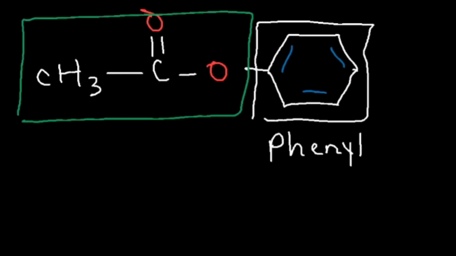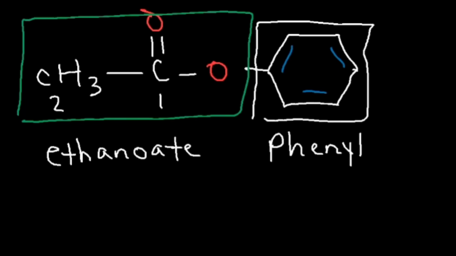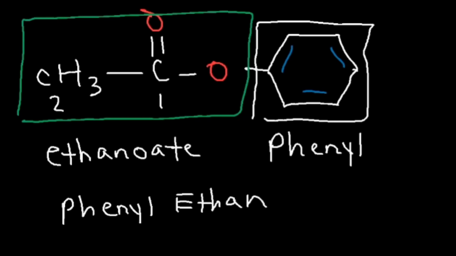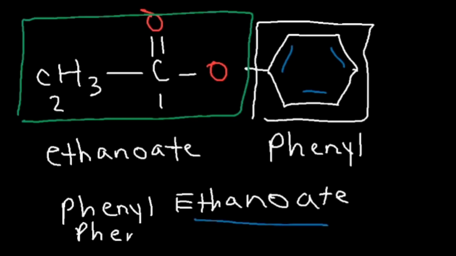And the other one has 2 carbons, 1, 2. So instead of saying ethyl, we're going to say ethanoate. This time, the ethanoate goes at the end, as always, but phenyl comes in the beginning. So it's going to be phenyl ethanoate. So that is the IUPAC name. What's the common name for this? Well, since we have ethanoate, we can replace it with acetate. So the common name is phenyl acetate.